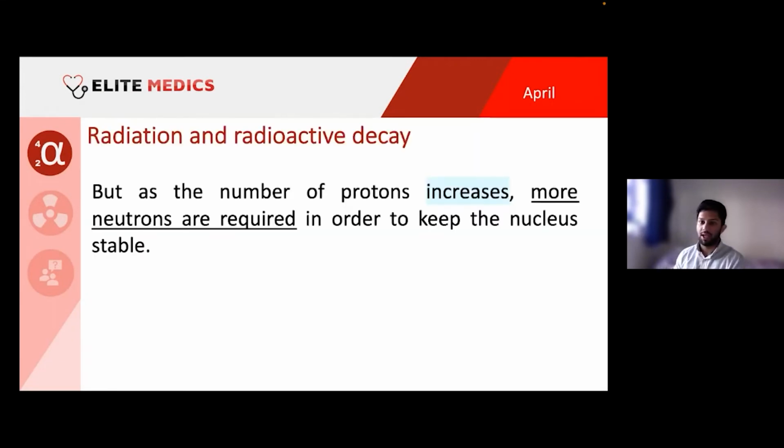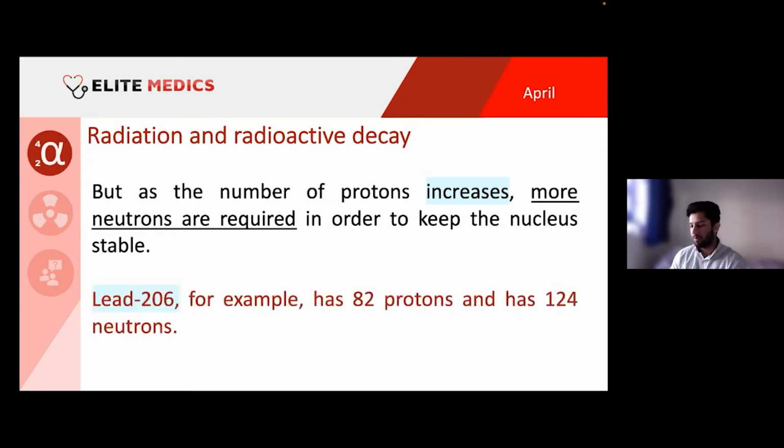Amazing. Okay, so radiation and radioactive decay. As the number of protons increases, more and more neutrons are required in order to keep the nucleus stable. So, for example, lead-206 will have 82 protons and 124 neutrons. That's more than 1.5 times the number of neutrons as protons. So it's no longer matched. The more the number of protons increases, the more neutrons are required.